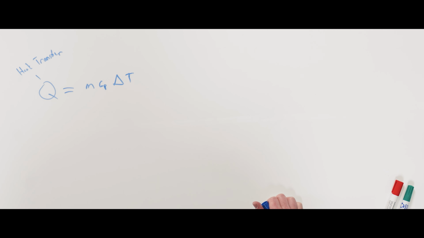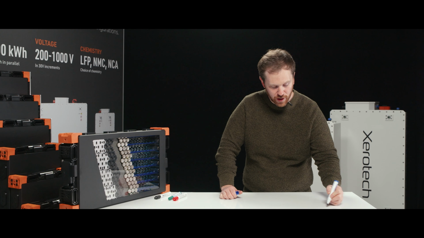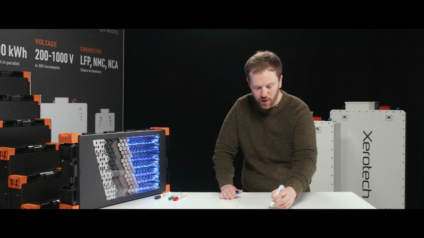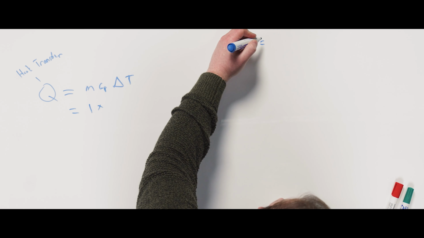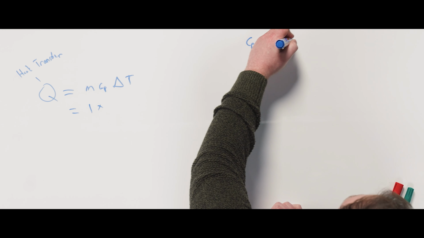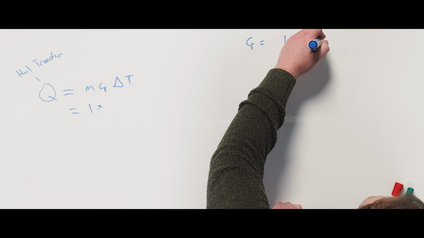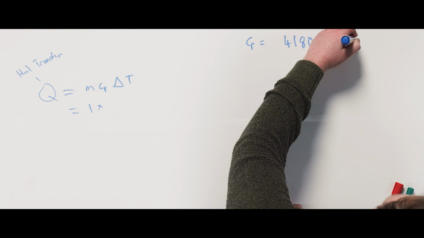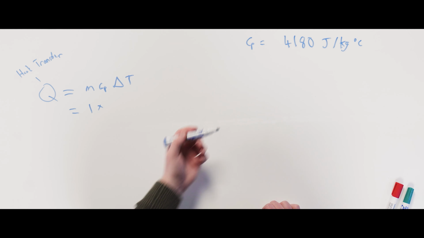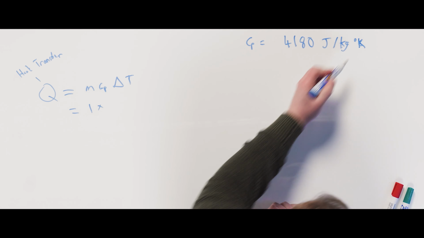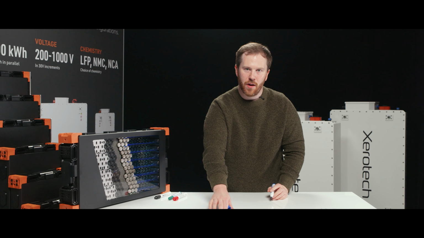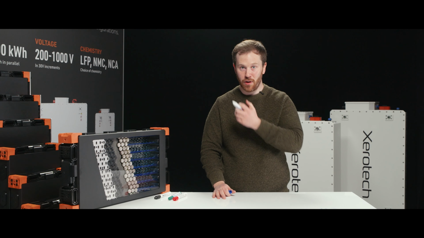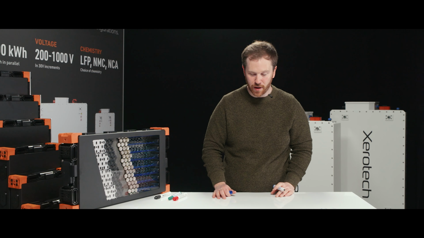What this means is that if you're flowing 1 liter a minute of water, and we'll just put to the side here that the heat capacity of water is 4,180 joules per kilogram per degree C. Kelvin, technically. This is a very important number in all cooling systems, and especially in battery systems when you look at other solutions that are available on the market today.